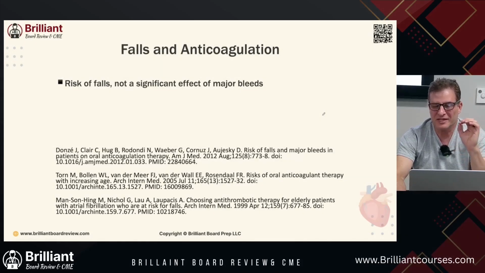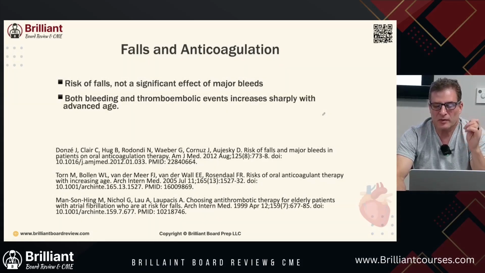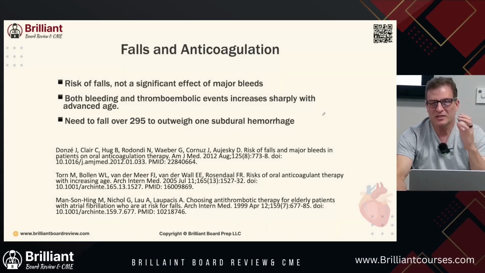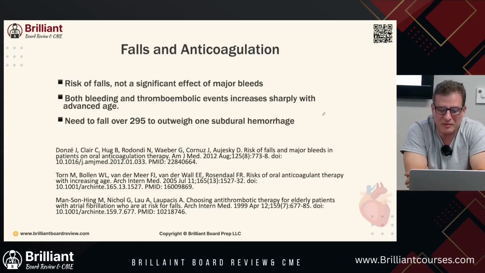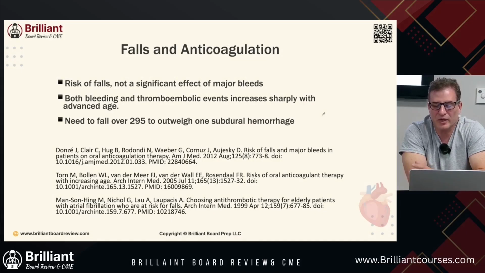Risk of falls does not, now that does not seem intuitive, does it? It seems like if you have a higher risk of fall, you're going to have increased risk of bleeds. Both bleeding and thrombotic events increase sharply with advanced age. But in these studies, this is kind of a landmark study. It was done a long time ago. And it shows you need to fall greater than 295 times to outweigh one subdural hemorrhage.